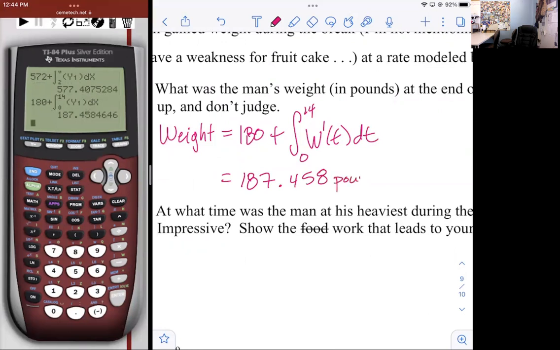Now, does this mean that this person only gained 7.458 pounds over the break? Yeah, it's oscillating. That's only his net accumulation. This guy could have started at 180, ballooned up to like 280, and then came back down to 187 at the end of 14. This doesn't necessarily mean that he'd only gained 7 pounds.